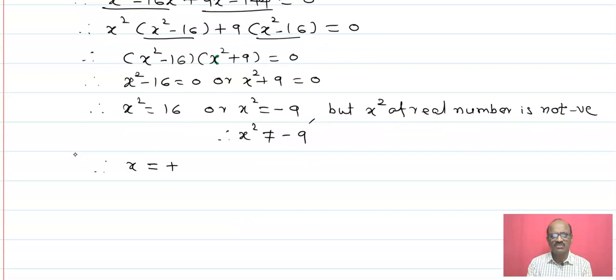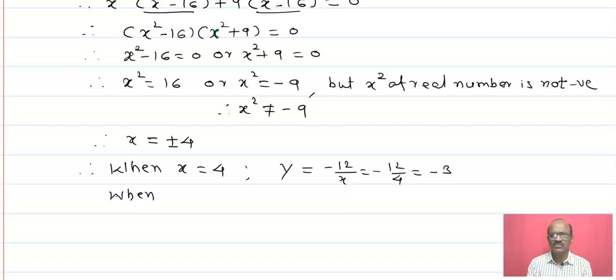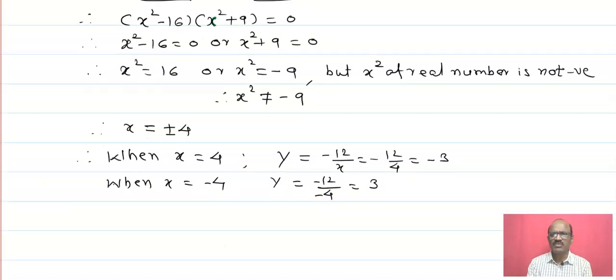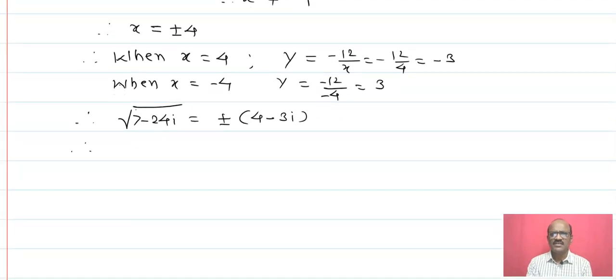Therefore, x square is not equal to minus 9. Therefore, x is equal to plus or minus 4. When x is equal to plus 4, then y is equal to minus 12 upon x, that is minus 12 upon 4, that is minus 3. That is, you are getting x is equal to 4, then y is minus 3. When x is equal to minus 4, then you are getting minus 12 upon minus 4, that is equal to 3. Therefore, the root of 7 minus 24i is equal to plus or minus (4 minus 3i). This is the root of 7 minus 24i.